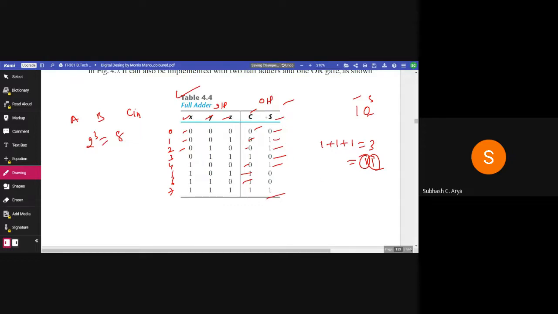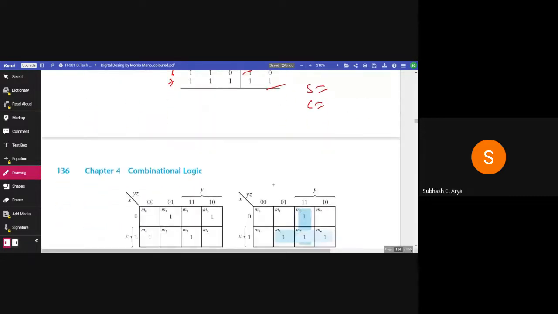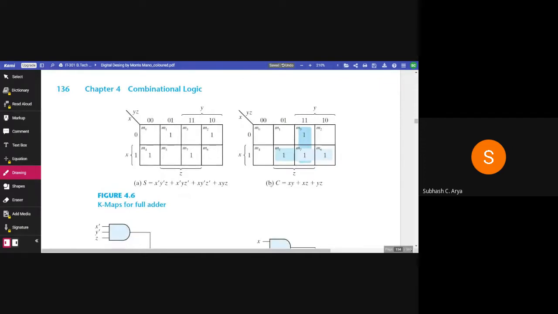Very simple, I think. Now we have to simplify this sum. We have to write the expression of sum and the expression of carry. Let us see how it is written. There we can use the Karnaugh map, a 3-variable Karnaugh map. On this side we have x and this side we have y, z. So x bar, x, y bar z bar, y bar z, y z, y z bar. This is how it is written here. And M0, M1, M2, M3, M4, M5, M6, M7 are the cell positions.